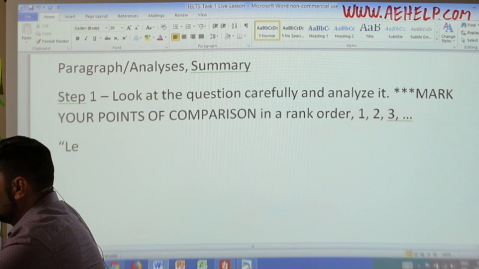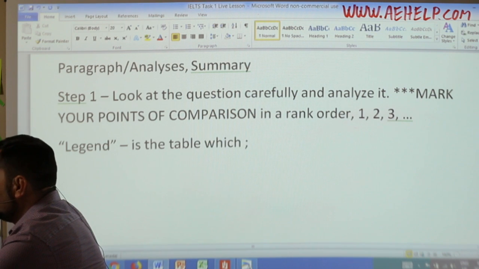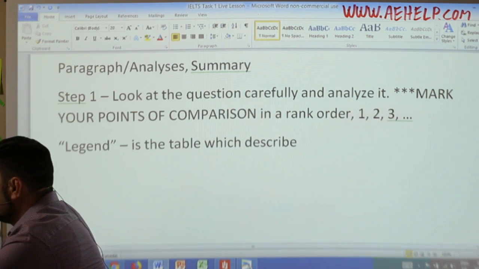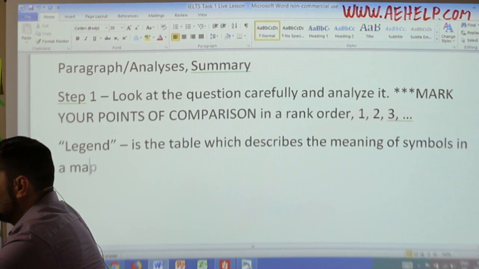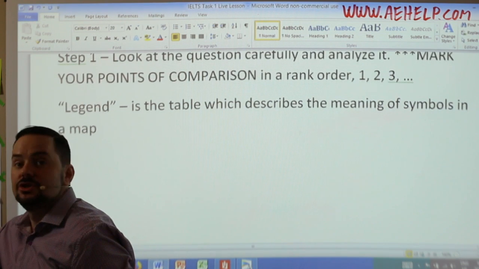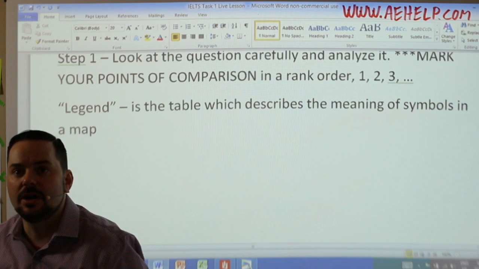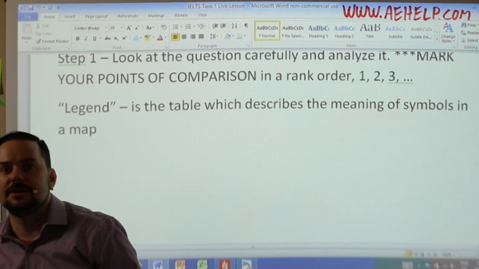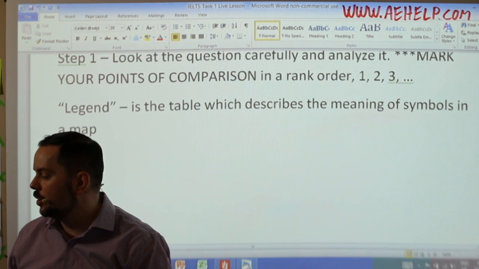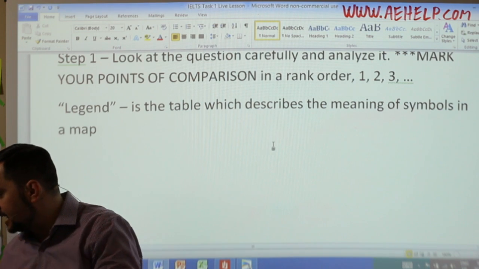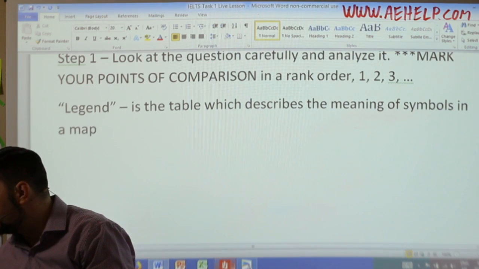Legend is the table which describes the meaning of symbols in a map. Okay, so just remember that a legend is a table which describes symbols in a map. Okay, that's the map key, and it's a good word to know for your writing. It helps you reference the map.